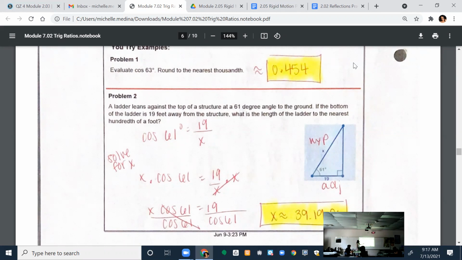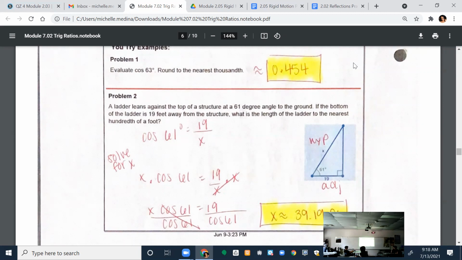The angle measure goes right after the COS part, cosine 61 degrees. Adjacent goes on top, that's labeled as 19. Hypotenuse, which is labeled as x, goes on the bottom. Since we're solving for x, and x is in the denominator, the only way to eventually get it isolated is to multiply both sides by x. So that's what's shown here. Multiply both sides by x. We get x times cosine 61 equals 19.